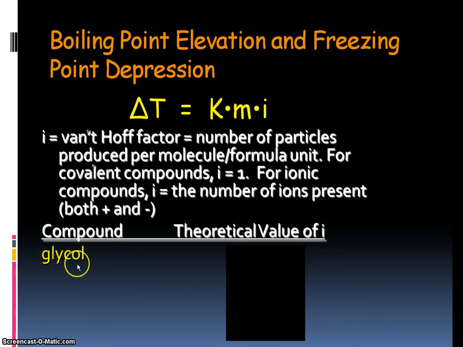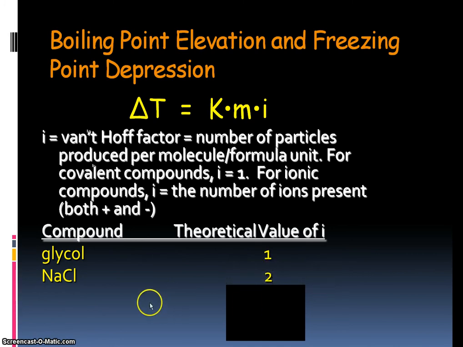So if I have glycol, glycol is a covalent molecule. It will break into one part. Sodium chloride is an ionic compound. How many parts do you think it will break into? How many ions? Did you guess 2? Good. How about calcium chloride? How many parts for calcium chloride? Well, if you get that there's 1 calcium and 2 chloride ions, then you have 3.